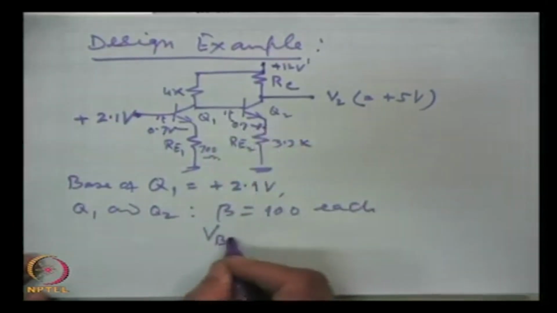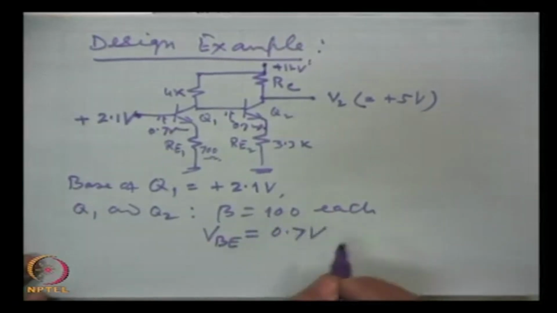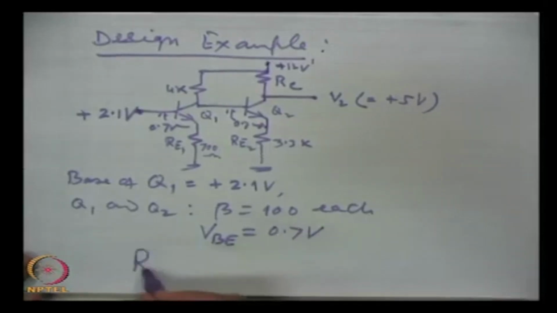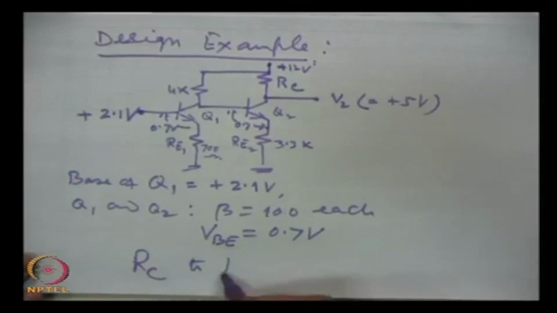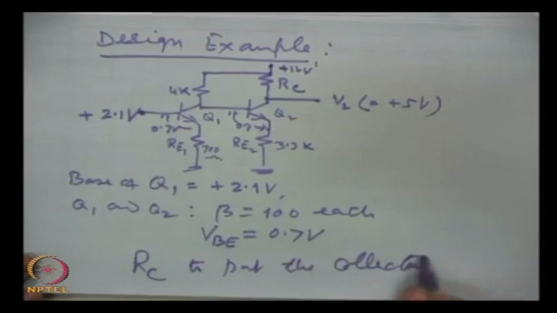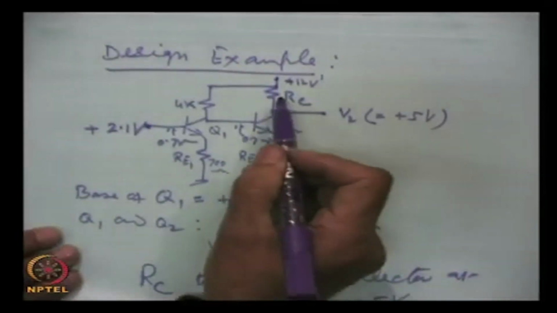So, VBE, as we call it, is 0.7 volt. The problem now is: what should be the value of RC to put the collector at plus 5 volts? We have to find out the value of this resistor. Now, the solution I give.